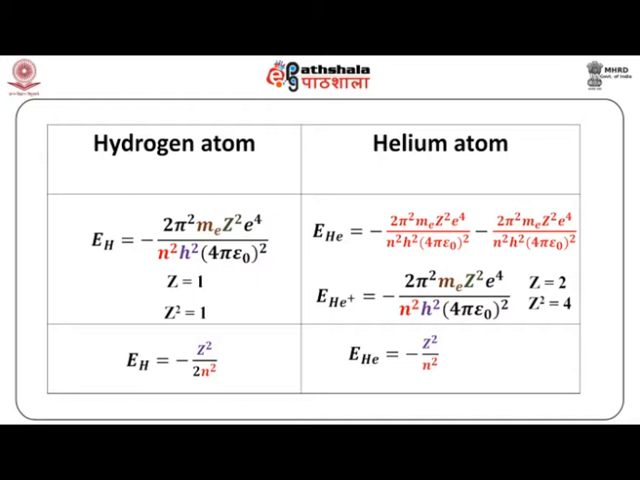You have also studied atomic units. If instead of writing all these complex expressions, you want to express this energy in atomic units, the corresponding value for the hydrogen atom is minus Z square upon 2 n square, whereas the corresponding energy for the helium atom is minus Z square upon n square. But please remember, Z in the former case is 1 and Z in the latter case is 2.